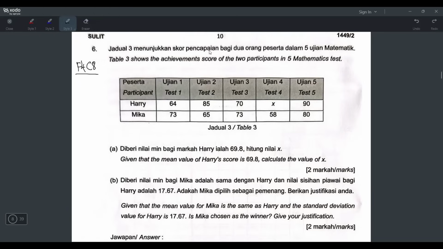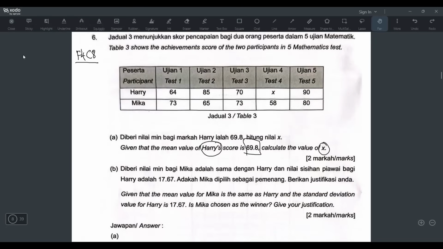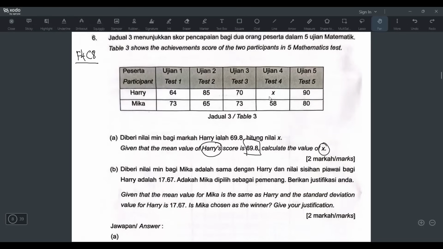Okay, Table 3 shows the achievement scores of 2 participants in 5 mathematics tests. There are 2 people, Harry and Mika. Test 1, these are the marks. Test 2, test 3. Oh, test 4's mark is not given for Harry. Okay, never mind. And then test 5, 90, 80. Given that the mean value of Harry's score is 69.8, calculate x. So they did not give x because we need to find it. But they gave us something else, the mean of Harry's score. So we can use the mean formula to find the mark in test 4.